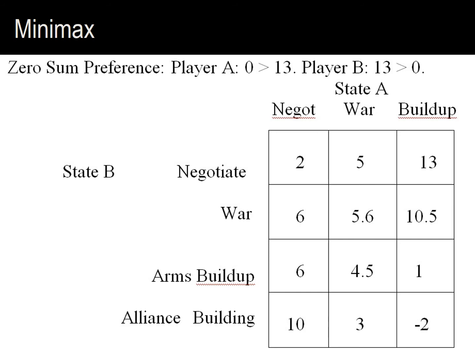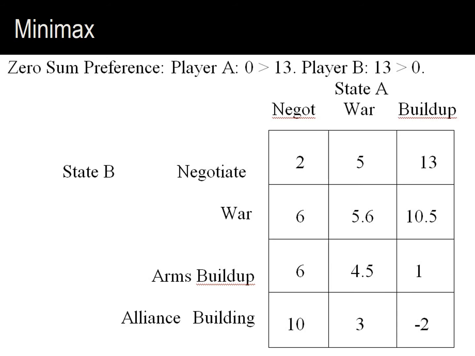So here we have an example of a confrontation between state A and state B, and they're involved in a dispute. State A has three choices: to negotiate, to engage in war, or build up its weapon stockpile in an arms race. State B has four choices: to negotiate, engage in war, build up its weapon stockpile in an arms race, or build an alliance. And the payoffs are zero-sum.